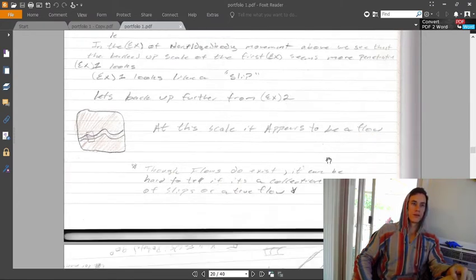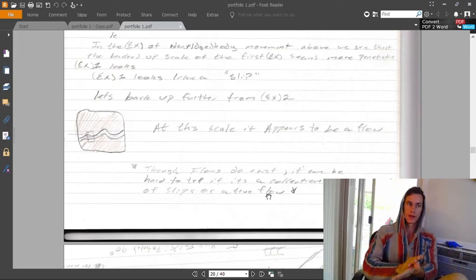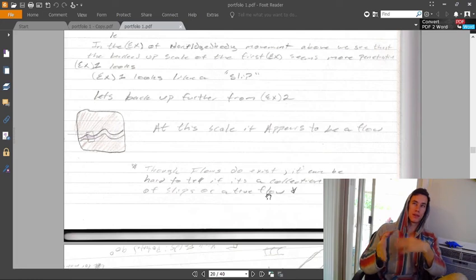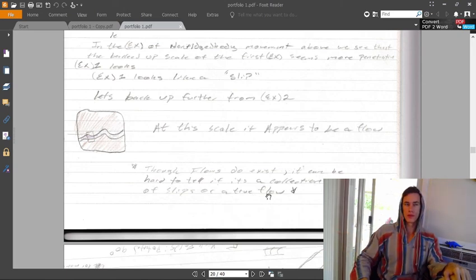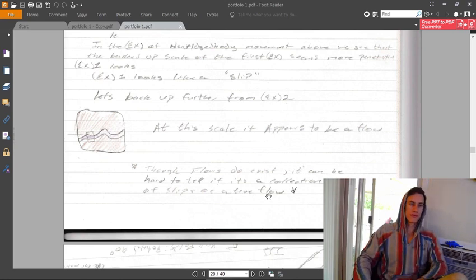And though flows do exist, it can be hard to tell if it's a collection of slips or a true flow. Sedimentary rock usually will be an accumulation of slips, unless it's been metamorphosed, or if it's a really low competency rock. And magmatic rocks, igneous rocks, usually have a flow because it's just one matrix as it forms. So it just depends on what you're looking at and if it's really that important a quality to determine what you're studying.